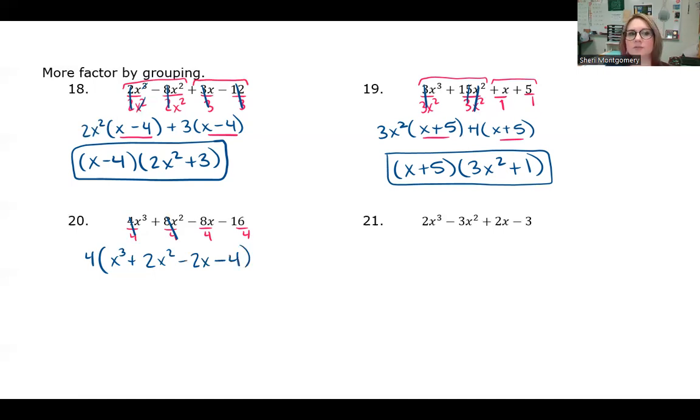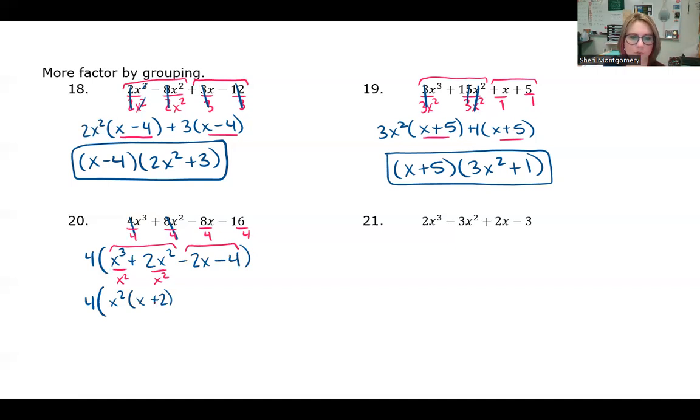Did y'all get the same thing for the first step? So we're going to break it up. Now we can do our grouping. Vance asked, do you put the x squared with the 4? No. Everything that's in parentheses stays in parentheses. The 4 is on the outside.